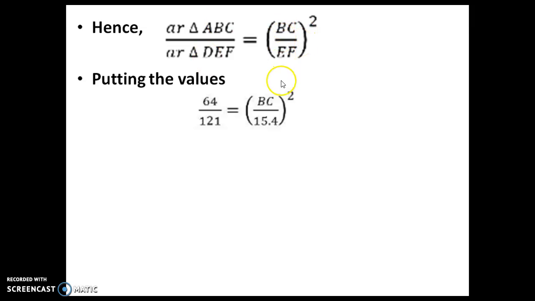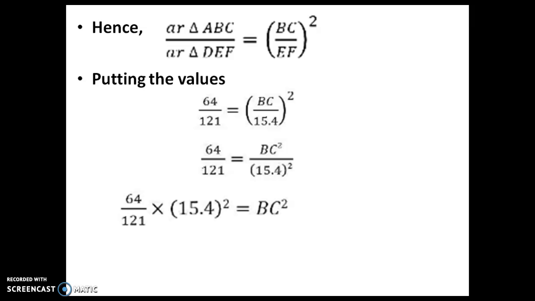How to remove the square? The square is there, so we have to remove the square, then only we can simplify. We can see that 64 is a perfect square and 121 is also a perfect square. 64, how did it come? 8 into 8 is 64. Then 121 is 11 squared. Like that you can do. In this next step I have removed the bracket, and I made it BC square by 15.4 square.